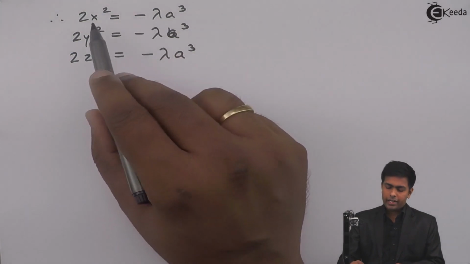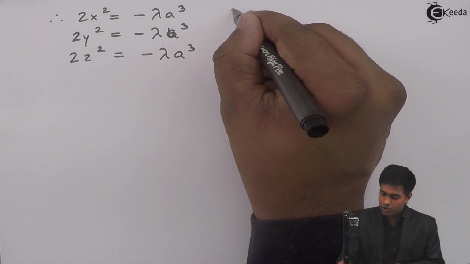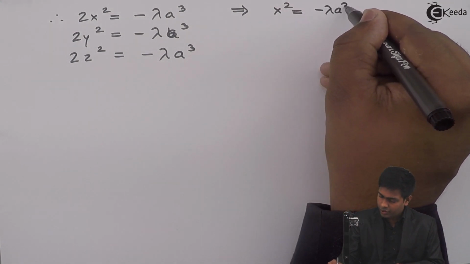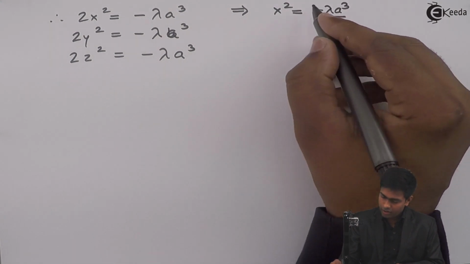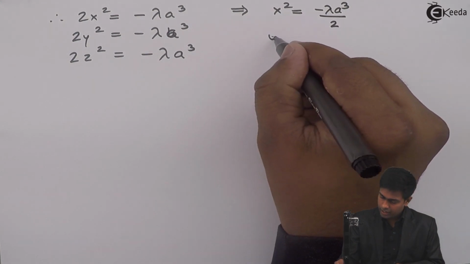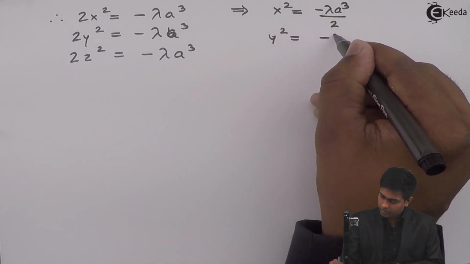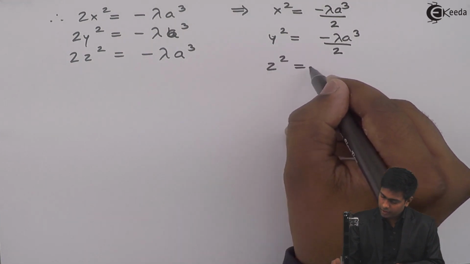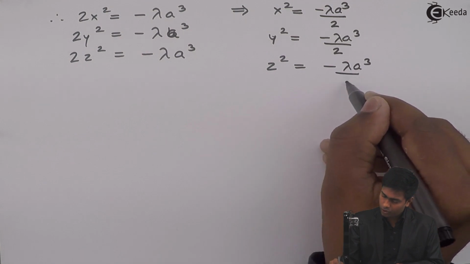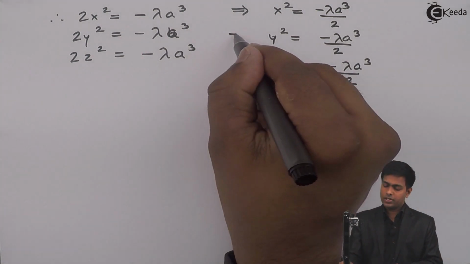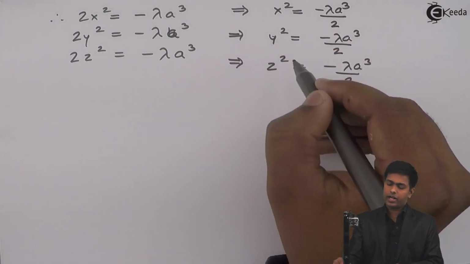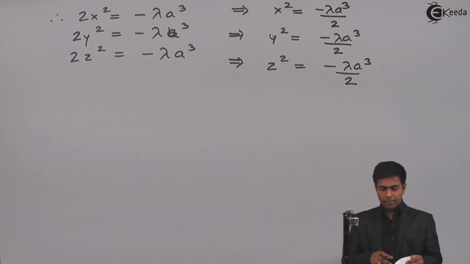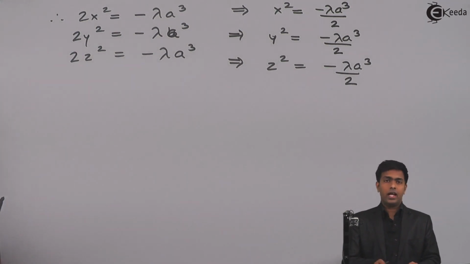So here we got the value of 2x square, 2y square and 2z square. From here I can find out the value of x square. So x square is minus lambda a cube upon 2. Similarly y square will be the same value, minus lambda a cube upon 2, and z square will be minus lambda a cube upon 2. Now we'll use these values of x square, y square and z square in equation number 2, and by solving it we can get the value of lambda.